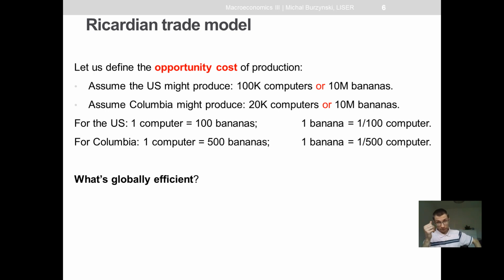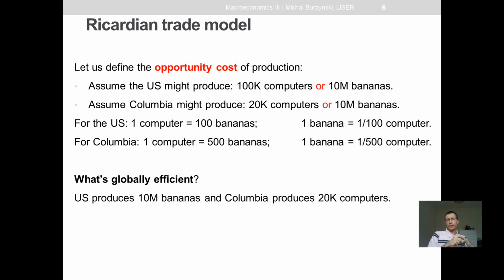Some constraints here. First of all, both goods have to be produced. So it's not that both countries produce bananas and we are done. No, each of the two goods has to be produced on the market, both computers and bananas. Then, all the resources have to be used in both countries, and this is a standard efficiency assumption. You know it from your macro class. If you have a certain supply of resources, the efficient thing is to use all of the resources that you have in the country. So what is globally efficient?